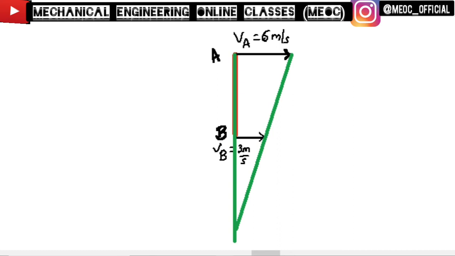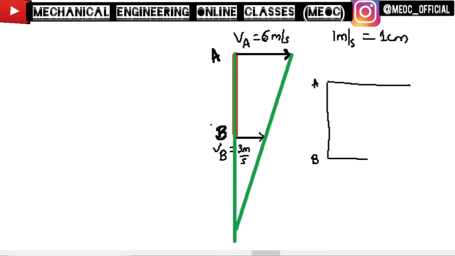So that means we have to first draw velocity VA, which is 6 meter per second according to scale. For example, if 1 meter per second is 1 centimeter, we will draw a 6 centimeter line which is horizontal, and again we will consider AB length. So this is A and this is B. Here we will draw another 3 centimeter line in the same direction. So these two will be parallel.